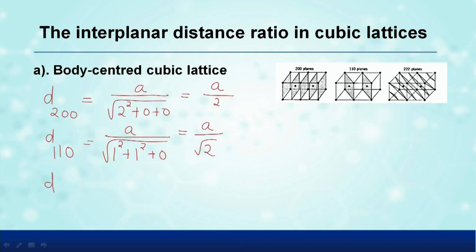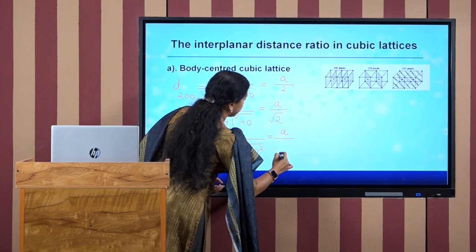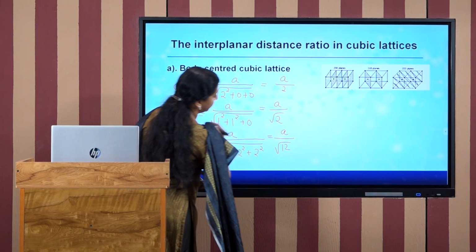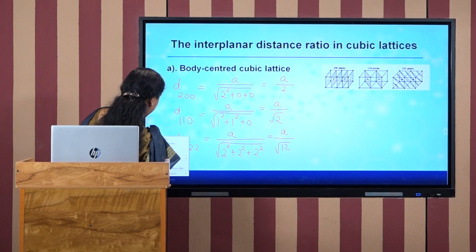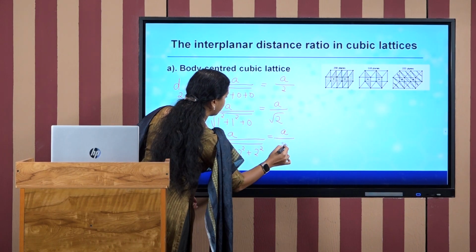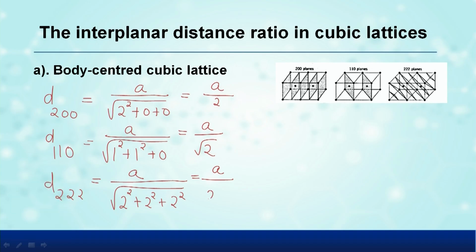Now, the last plane is D222. So, that is equal to A by root of 2 square plus 2 square plus 2 square. So, that is equal to A by root of 4 plus 4 plus 4, root 12. So, this is A by root 12. Now, this can also be written as, 12 is 4 into 3, so instead of root 12, we may write it as 2 root 3.